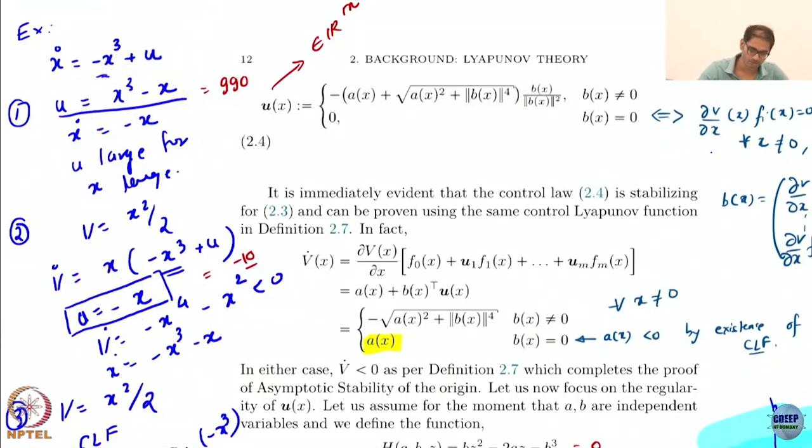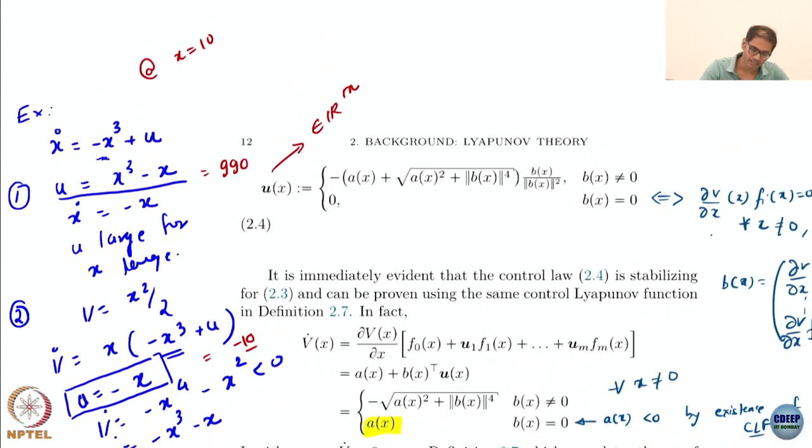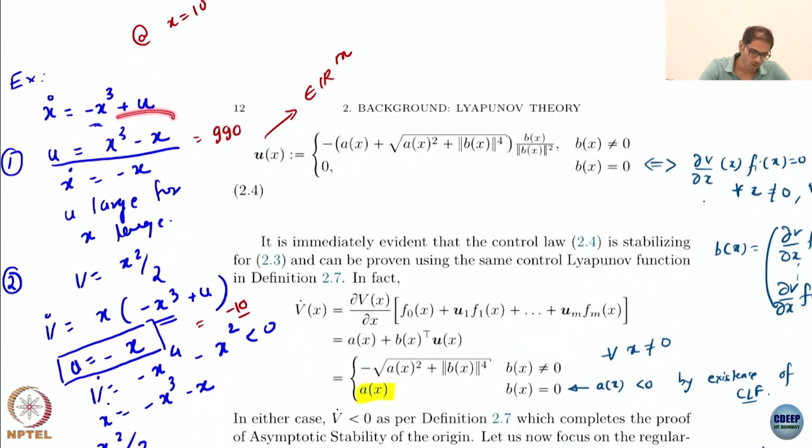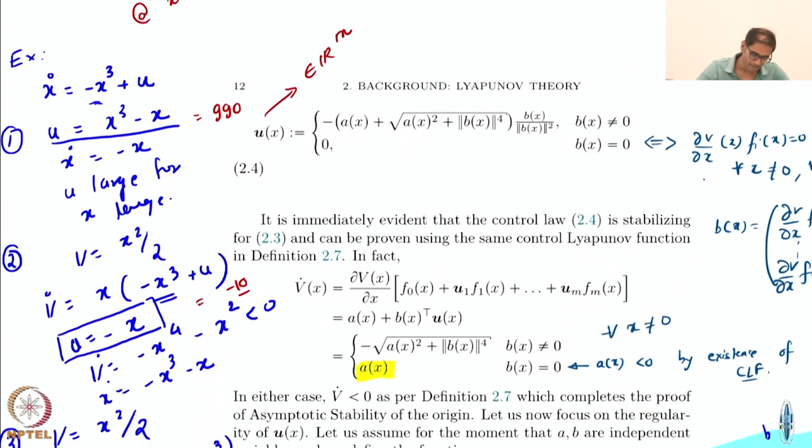Alright, never going to be as large as this guy. In fact, I have made a small computation also just for our reference. If I take x equal to 10, this one comes out to 990 magnitude. The magnitude of this guy comes to be minus 10. Okay, this is positive 990, this is minus 10, when the value of x is 10 units, whatever that unit is. Okay, all right.